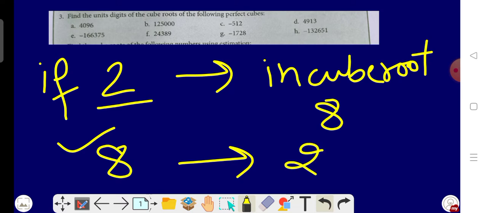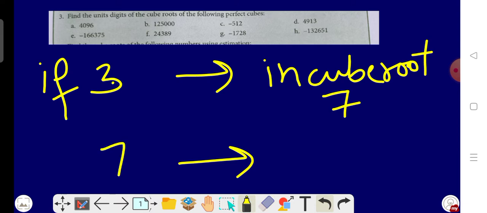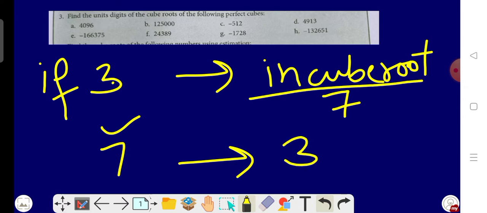Okay, in the same manner, if the unit place digit is 3 in the given number, then the unit place digit in the cube root of the given number is 7, and if we have the reverse, that means if the given perfect cube number has unit place 7, then in the cube root of that given number the unit place digit must be 3. So this is the property which we use to solve question number 3, beta.